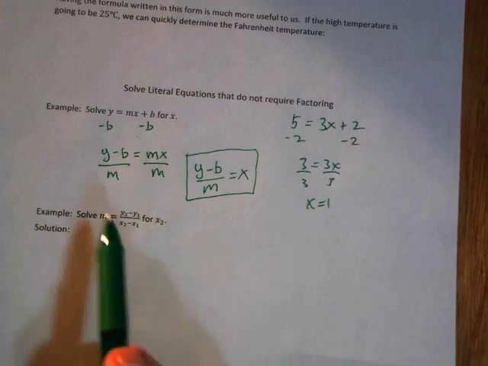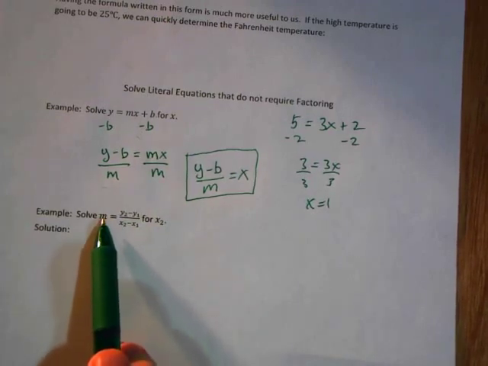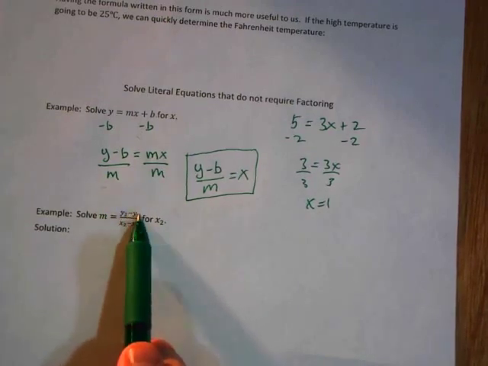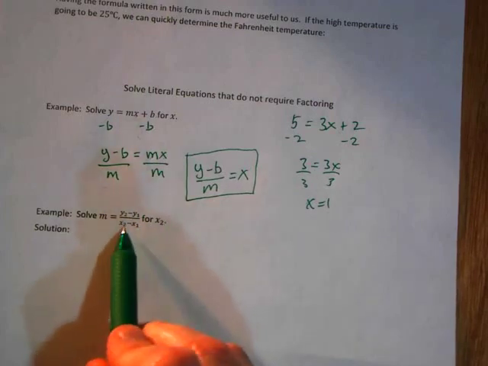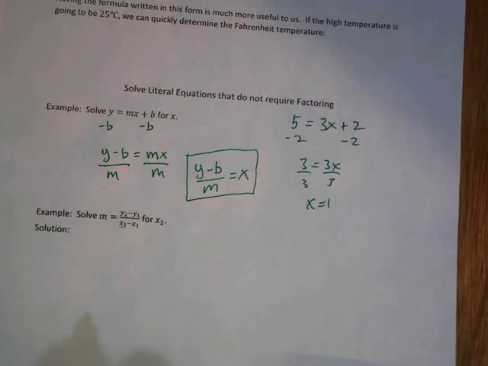All right, this one's a little bit more complicated. M equals y2 minus y1 over x2 minus x1. We're trying to get this x2 right here all by itself.